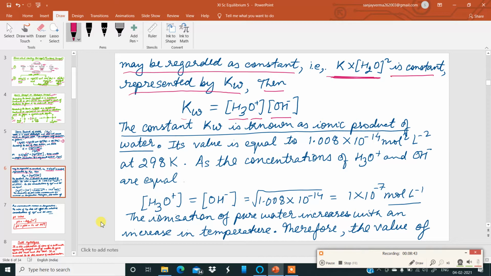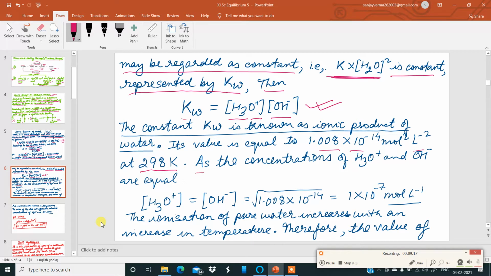So in short, if the question is asked, what is the ionic product of water? You can define it in your own words. The ionic product of water is defined as the product of the concentration of hydronium ion and the concentration of hydroxyl ion. This constant KW is known as the ionic product of water. Its value is equal to 1.008 into 10 power minus 14 mole square liter to the power of minus 2 at 25 degrees Celsius, or 298 Kelvin.